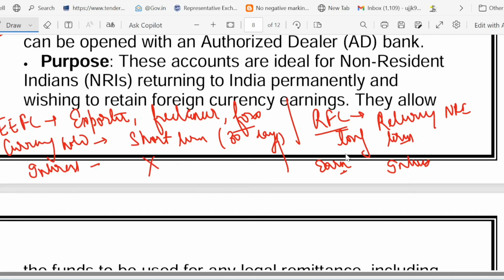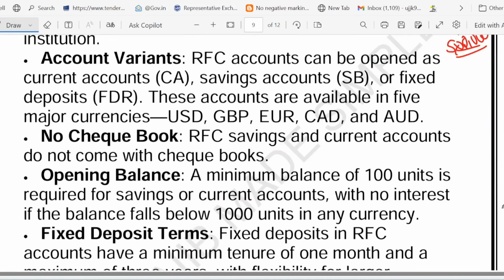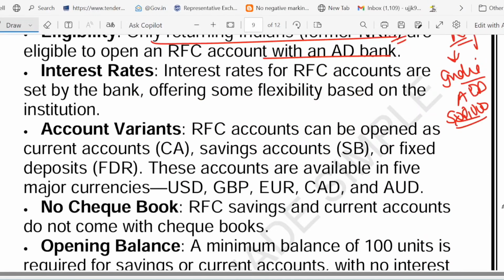So you should pick an EEFC account if you are an exporter or a freelancer and want to avoid conversion fees. And you should pick an RFC account if you are an NRI returning to India and want to keep your foreign savings. That's it. Okay, eligibility we have talked about. Who can open this RFC account?